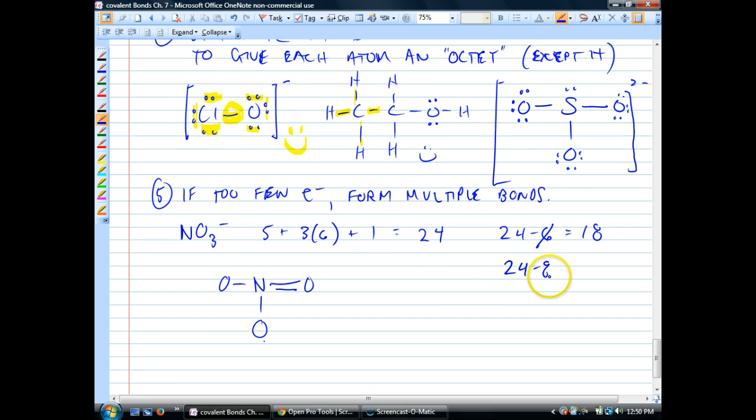So now I've got 24 minus 8, which leaves me with 16. And you might think, oh, well, now it's even worse. Now I have even fewer electrons, but watch. 6, 12, 16. So now it works. Making the double bond saves electrons, it conserves them, because electrons that are in a bond are double counted. They're counted towards the octets of 2 atoms.